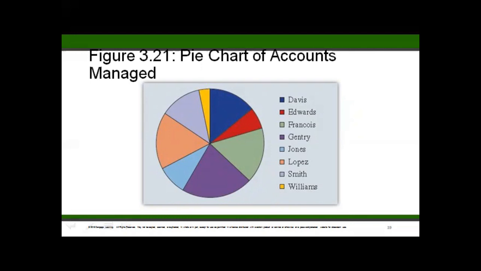Compare Figure 3.21 to Figure 3.19. Making visual comparisons is much easier in the bar chart than in the pie chart, particularly when using a limited number of colors for differentiation.